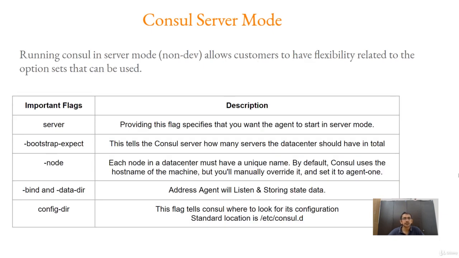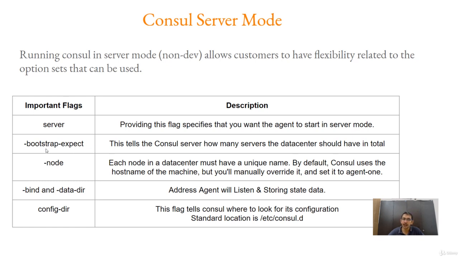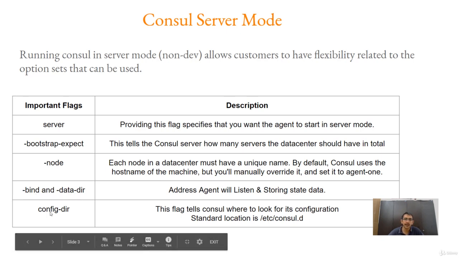Second important pointer is associated with the Consul server mode. Running Consul in server mode allows customers a lot of flexibility related to the option sets that can be used. There are certain important flags that you should know. One is the -server flag. Then you have the -bootstrap-expect flag, which is primarily used while creating a cluster. Then you have the -node flag, then the -bind and -data-dir flags. This is important, you should know what exactly these are. And also the -config-dir flag. This is also important to know.